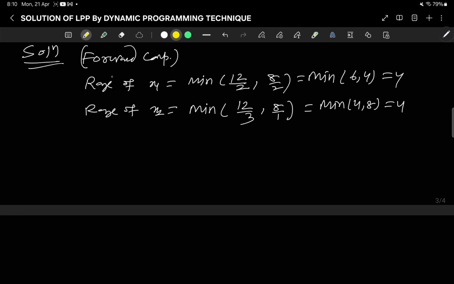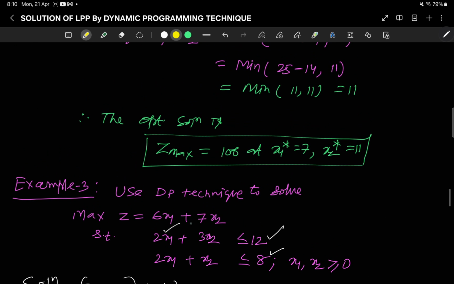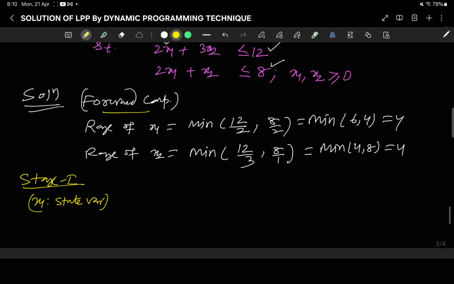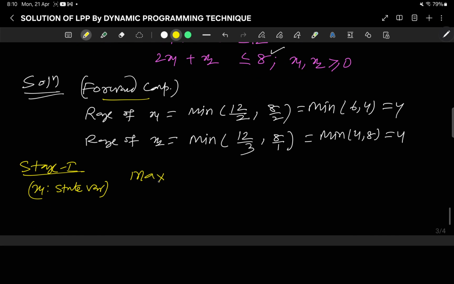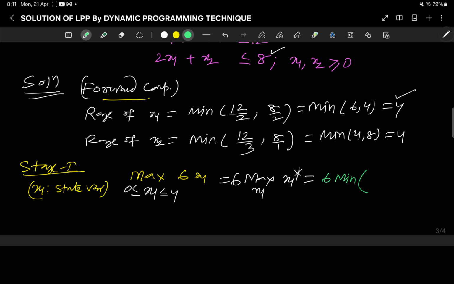Now since it is a forward computation, we start from stage 1 with x1 as the state variable. So in stage 1 we have first x1, maximize 6x1, ranging over x1, where 0 is less than or equal to x1 less than or equal to 4. I write maximization over x1, 6 taken out, it is x1 star. So what is my x1 star? It is equal to 6 times the minimization of x1 out of these two equations.